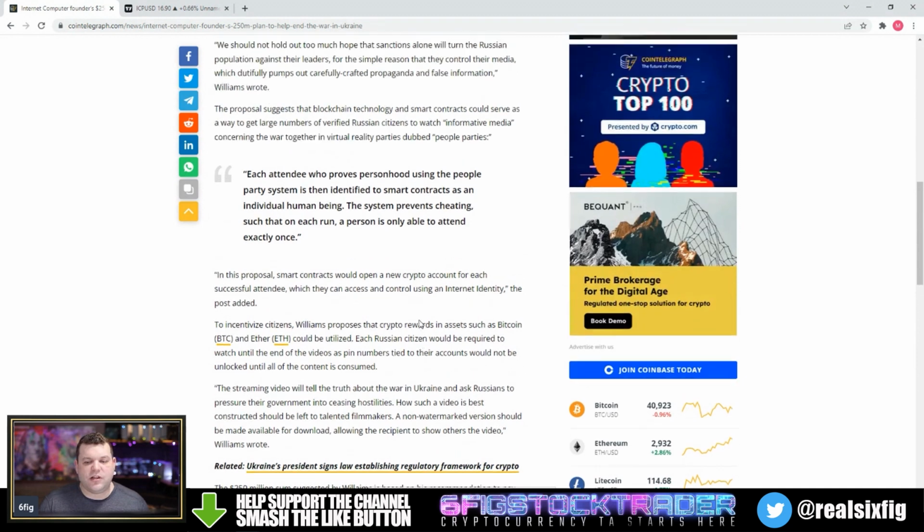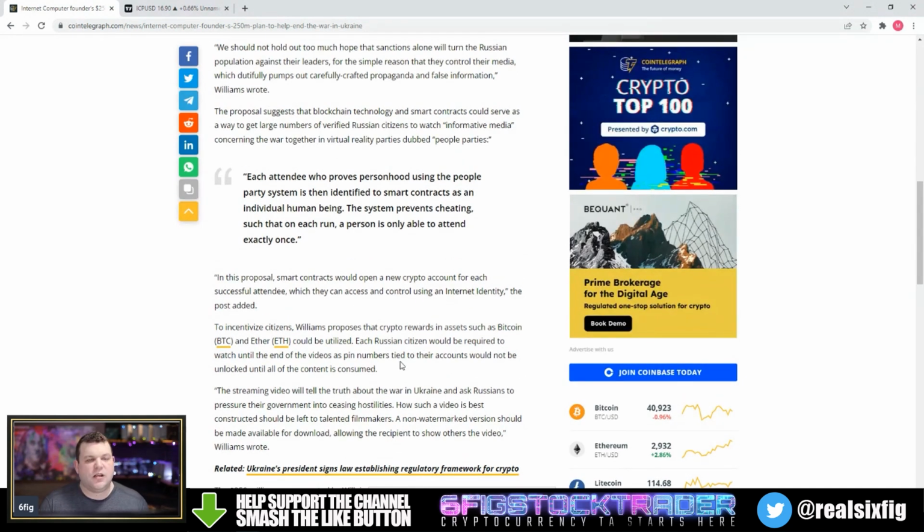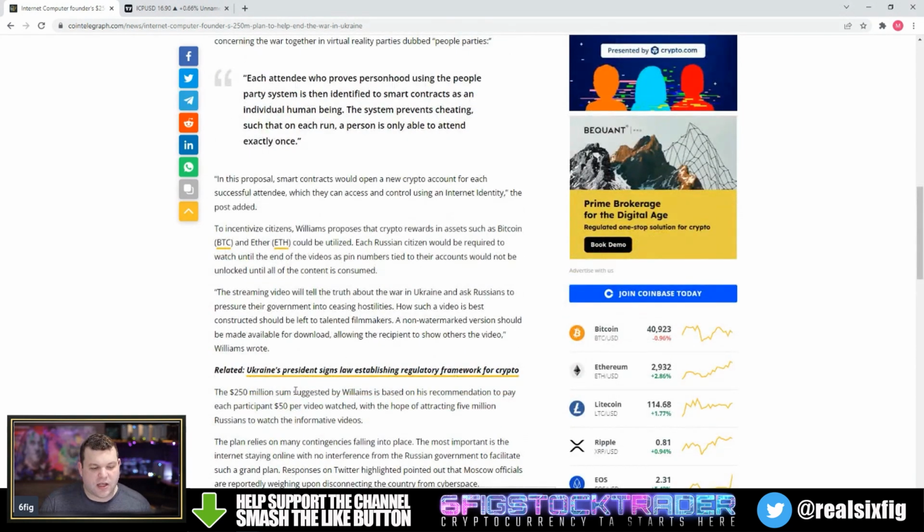So you open an account with Dfinity's Internet Computer. They give you a PIN number. Once you basically consume all the content, then you will be able to possibly unlock a PIN to unlock Bitcoin or Ethereum. Now, the one thing that kind of gets me a little skeptical here is if the Russian troll farms or something like that find a way to take advantage of this, and all of a sudden, $50 million worth of crypto goes to the Russian government or something like that.